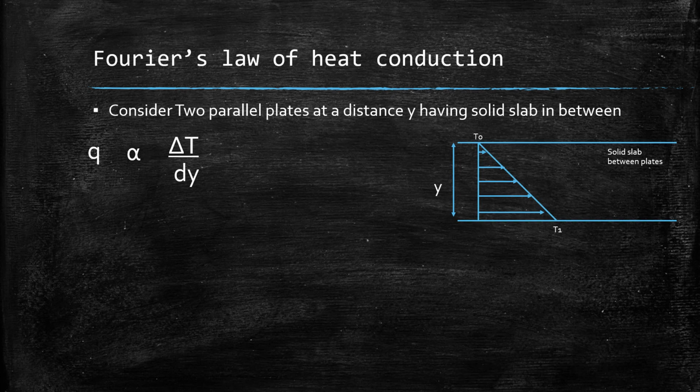Now similar to Newton's law, we are going to open up this relation using some constant of proportionality. Again, heat flux becomes some constant k dT by dy and there is a minus sign. So here k is the property of that particular medium, right? Its unit would be watt per meter Kelvin.